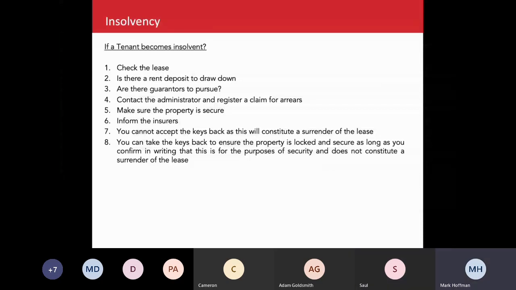You can take the keys back to ensure the property is locked and secure, as long as you confirm in writing that this is for the purposes of security. It doesn't constitute a surrender of the lease.